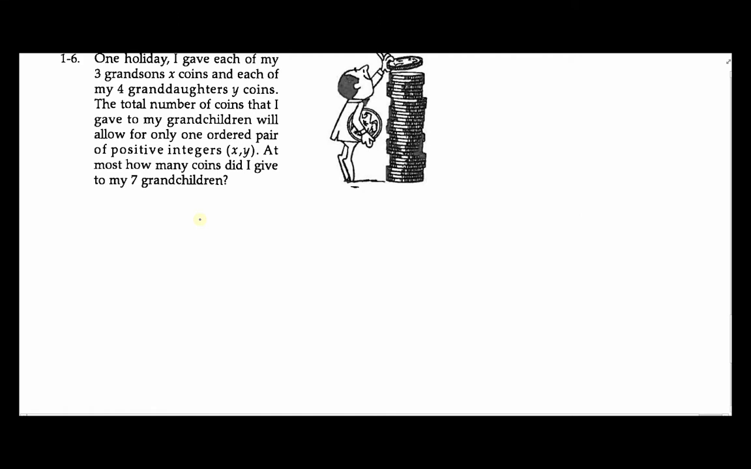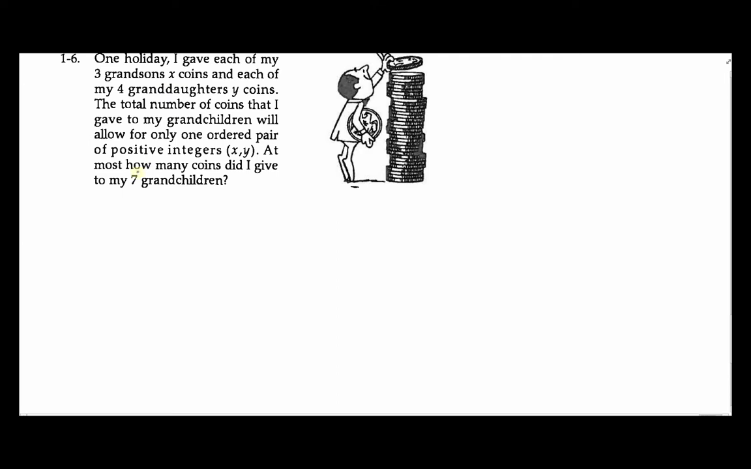Okay, so we have the very last problem, and let's read it. One holiday, I gave each of my 3 grandsons X coins and each of my 4 granddaughters Y coins. The total number of coins that I gave to my grandchildren will allow only one ordered pair of positive integers. At most, how many coins did I give to my 7 grandchildren?